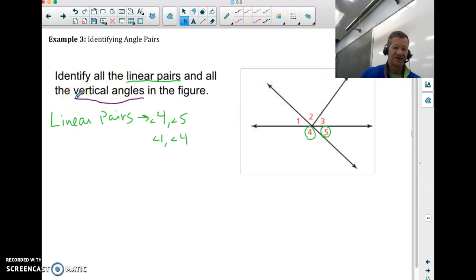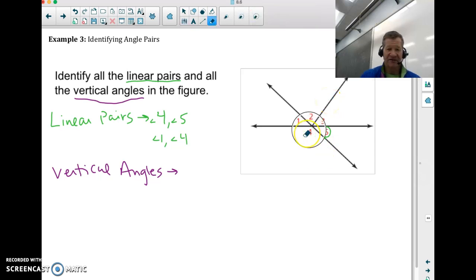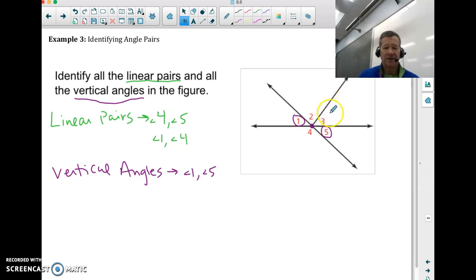Now what about vertical angles? What about angles that have a common vertex but no common sides, so that their sides are opposite rays? Let's look at vertical angles here. Let me erase the circles I have around 4 and 5, so that's out of our way. If I look, for example, at 1 and 5, they share this common vertex, and you notice their rays are opposite sides. The sides of angle 1 are opposite the sides of angle 5, so 1 and 5 would be a pair of vertical angles.